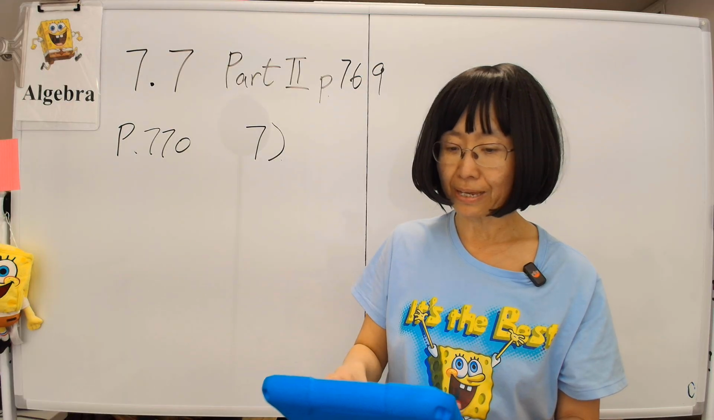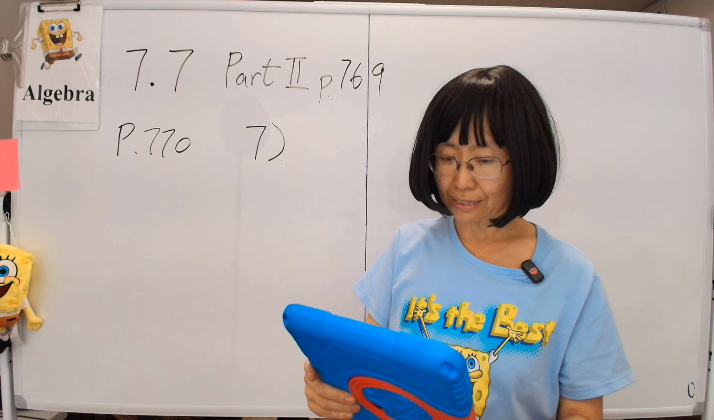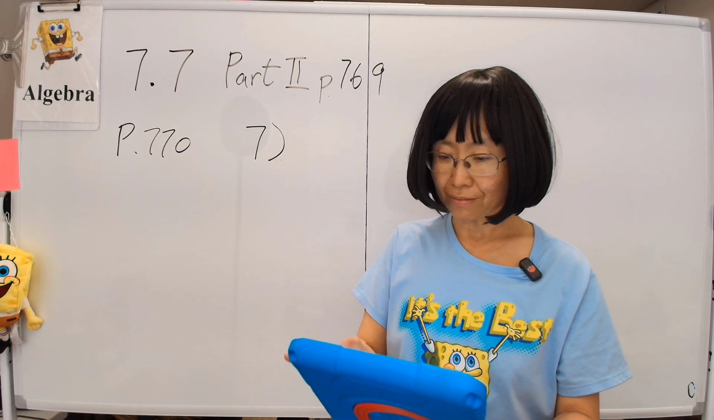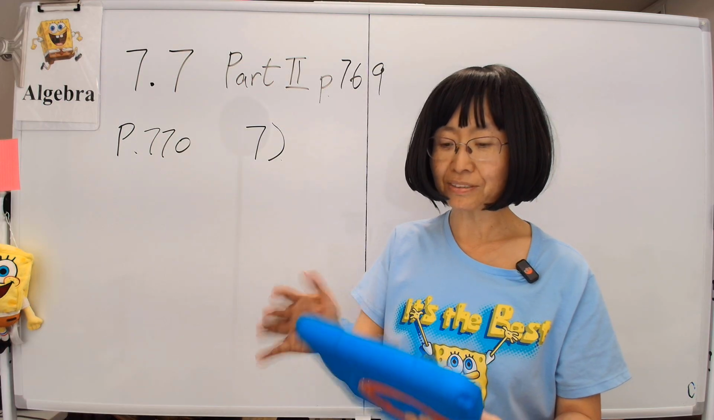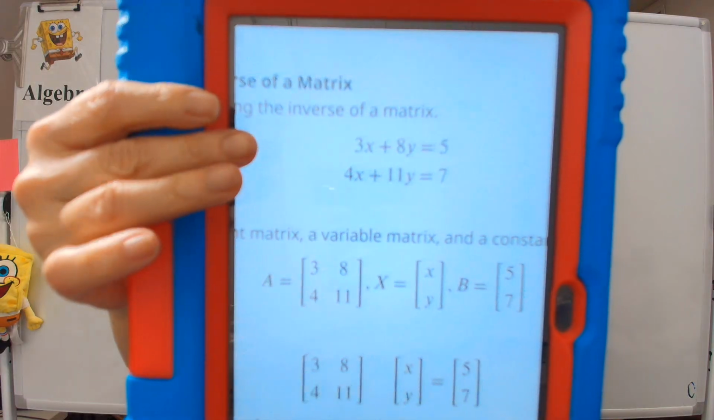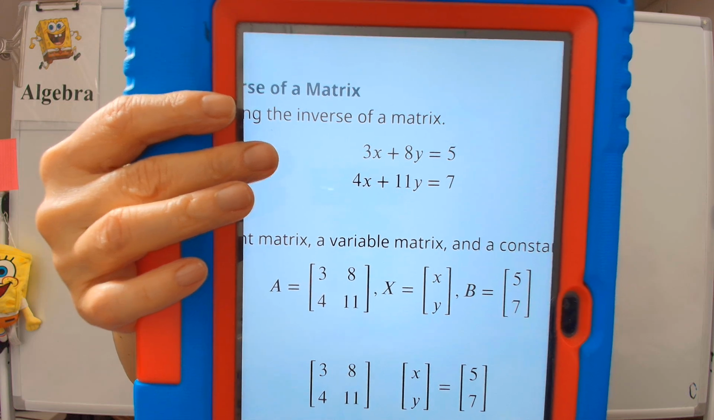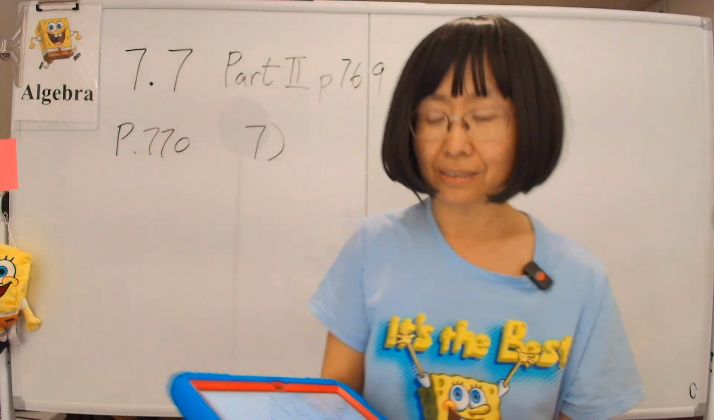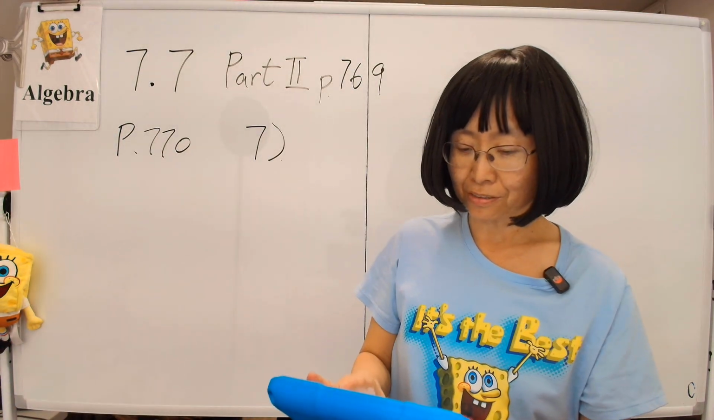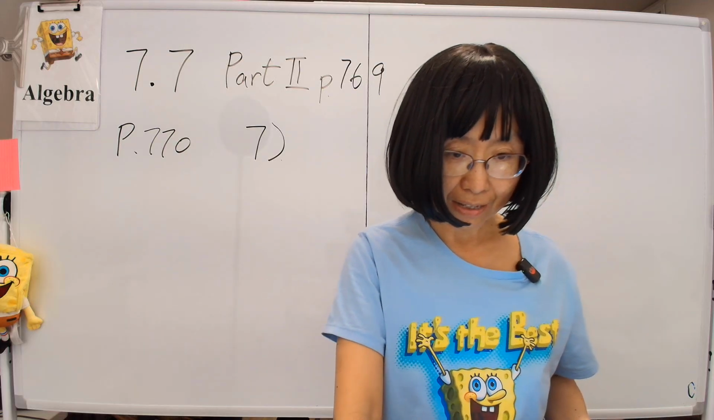Let's turn to the next page, page 770. Let's look at example 7, where we solve a simple system of equations. Well, relatively simple, I guess. Two variables, two unknowns, and we're going to do what we just said and use the inverse matrix in order to solve this. So first, let me write it down.